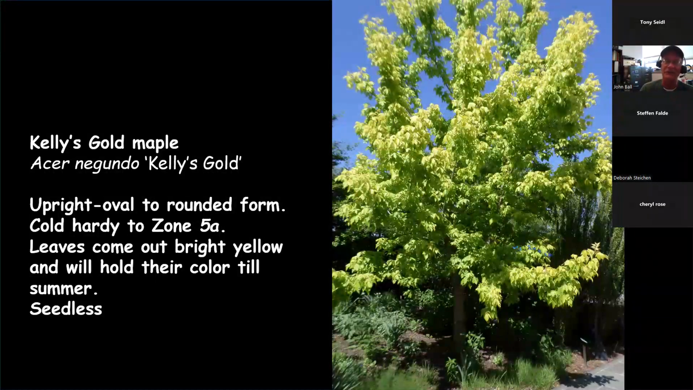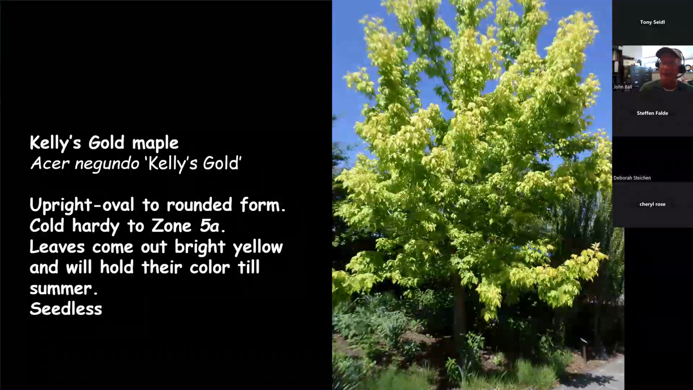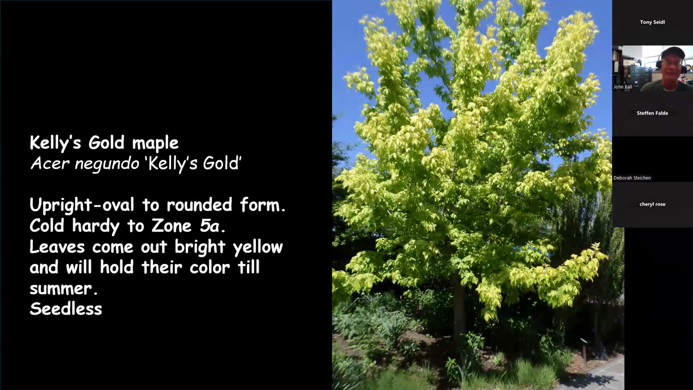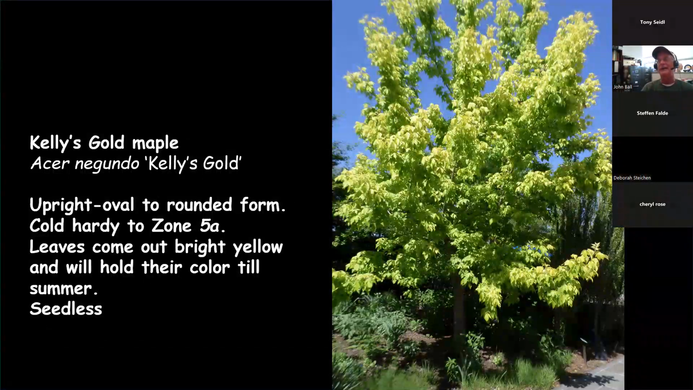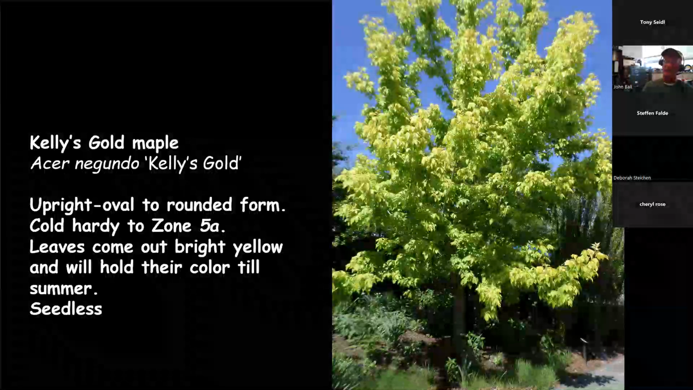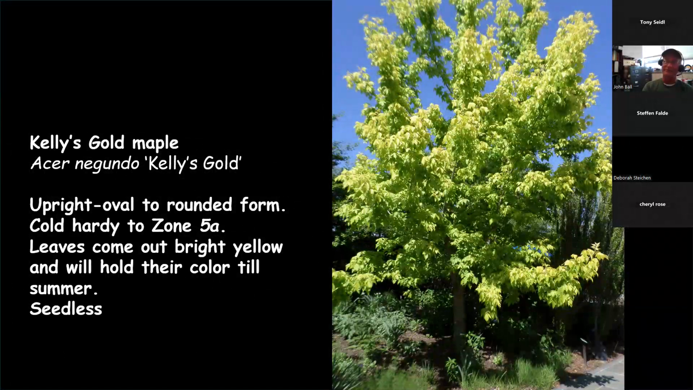That's Kelly's Gold Maple. That is a box elder. That's what it looks like in the summertime. Now, I also want you to look at the zone. It's a zone 5A, and here's our problem. Box elder has a lot of cultivars. Most of them aren't hardy.